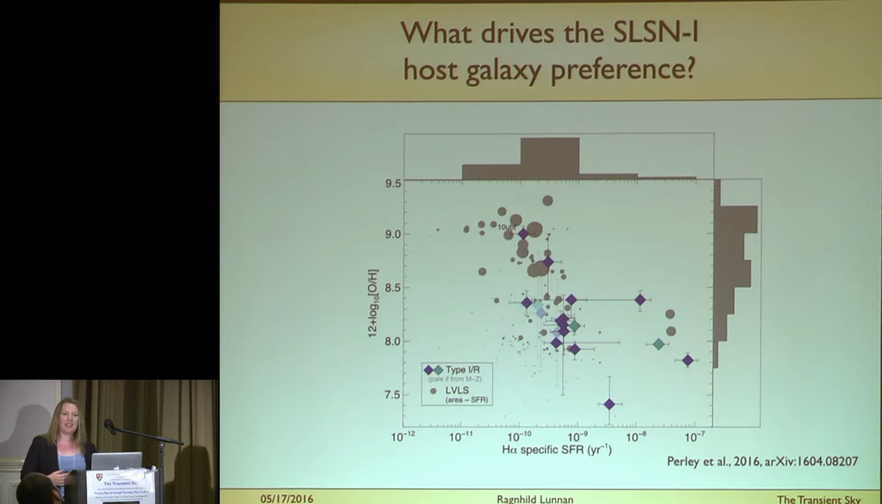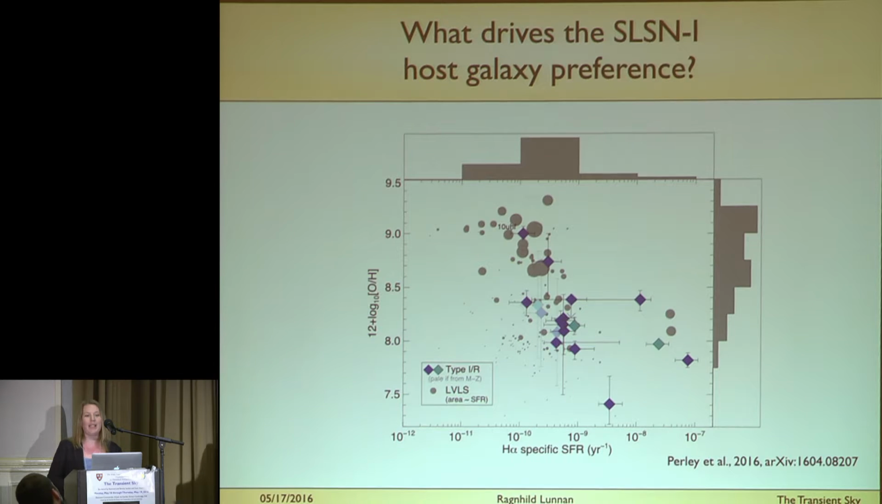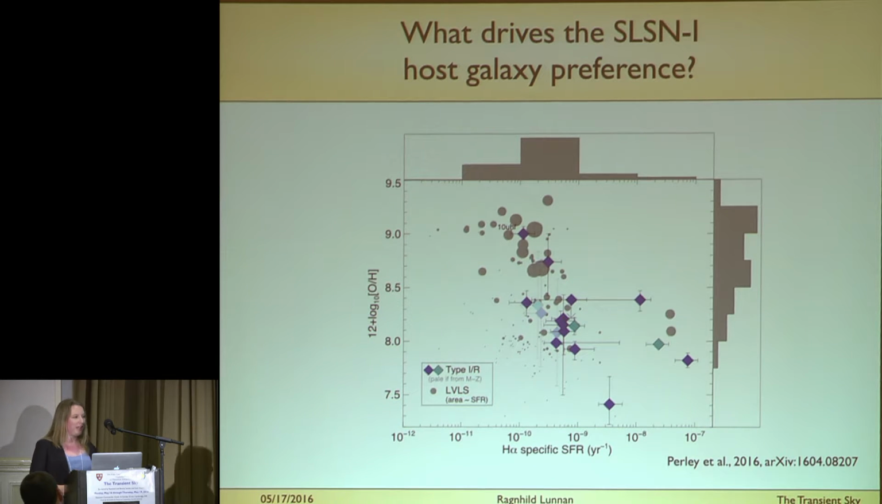So there is this really unresolved question of what drives this host galaxy preference for the type 1s. Is it mainly a metallicity effect, or is it an extreme star formation effect? And I really like this figure from Dan Perley's paper, trying to get at this by basically plotting the competing variables against each other. So this is now the PTF sample, a pretty low redshift sample, and on the y-axis is oxygen metallicity, and on the x-axis is specific star formation rate.